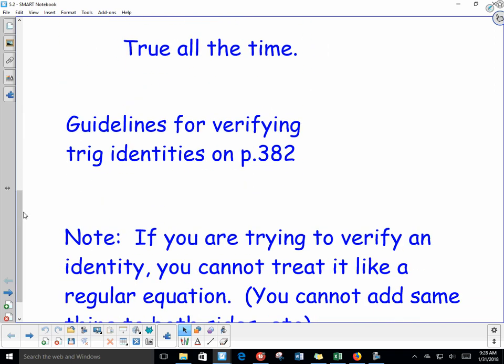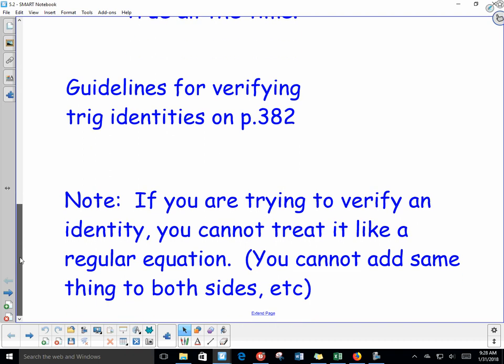So there are guidelines for verifying trig identities on page 382. But I want you to remember that if you are trying to verify an identity, you cannot treat it like a regular equation. You cannot add the same thing to both sides. You cannot multiply both sides by the same thing because you don't know that it's a true equation yet. You're trying to prove that it's true.